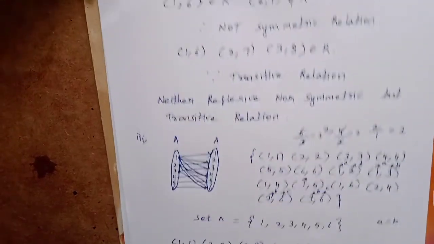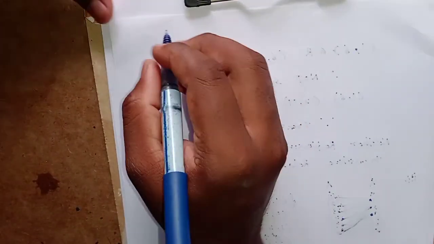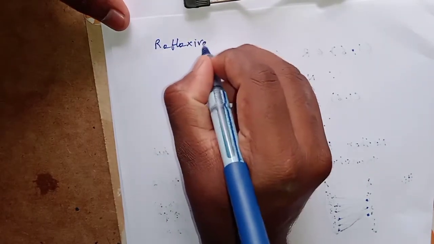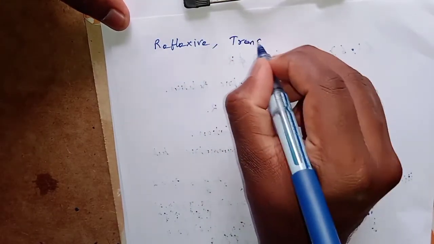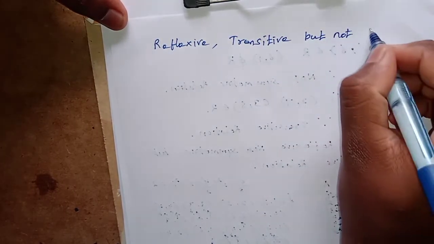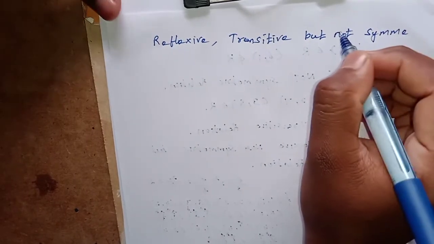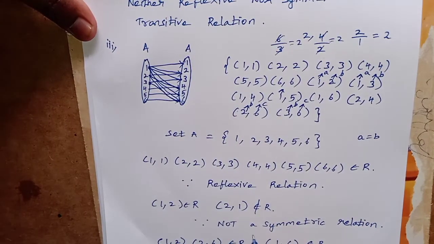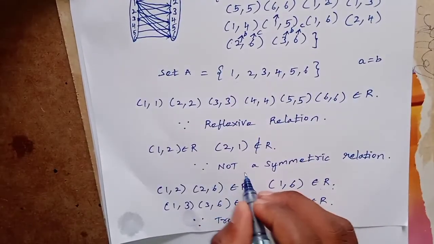Okay. Finally you have to write: here it is satisfied reflexive, transitive, but not symmetric. Okay. Here symmetric is not satisfied.